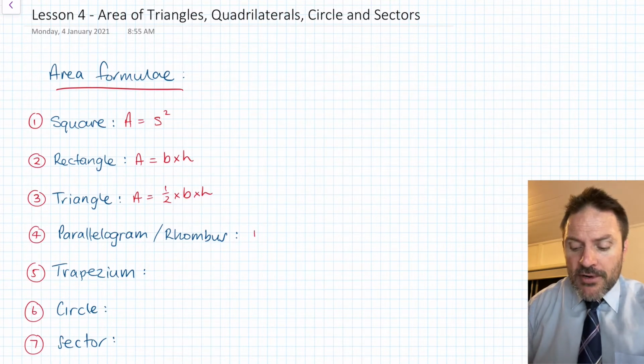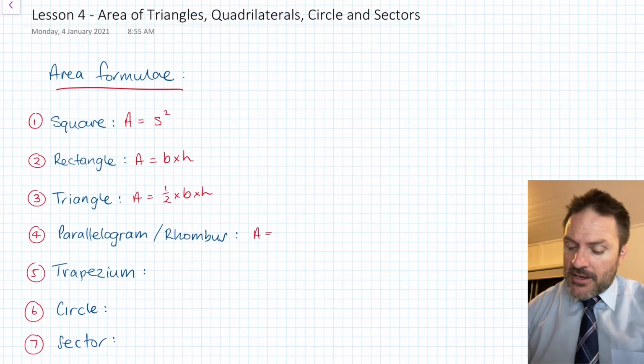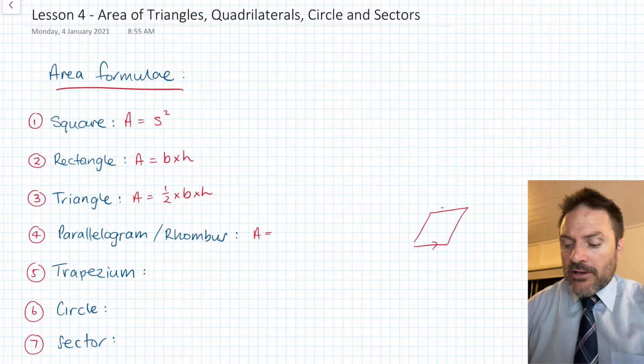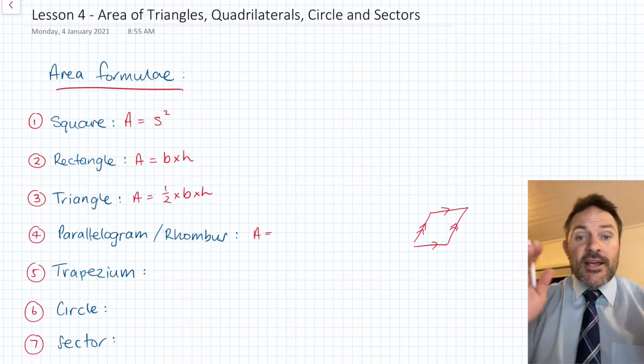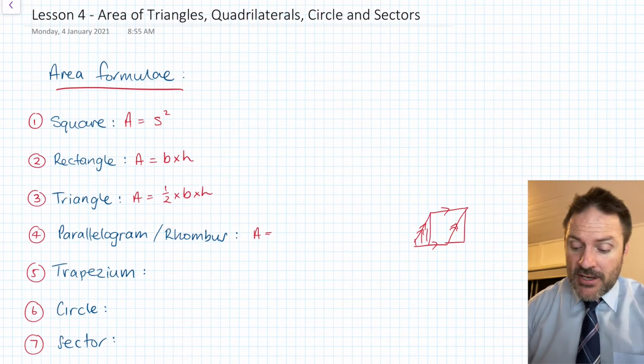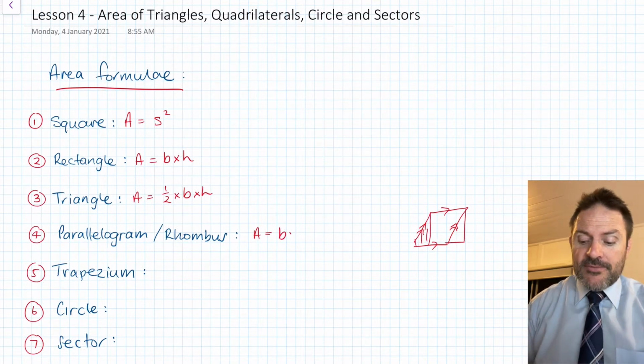A parallelogram, now remember parallelogram looks like that. Opposite sides are parallel and are equal, so it looks like a rectangle shifted over. Remembering that we can cut it off there and we can paste it there, which means the same as a rectangle, so it's base times height.